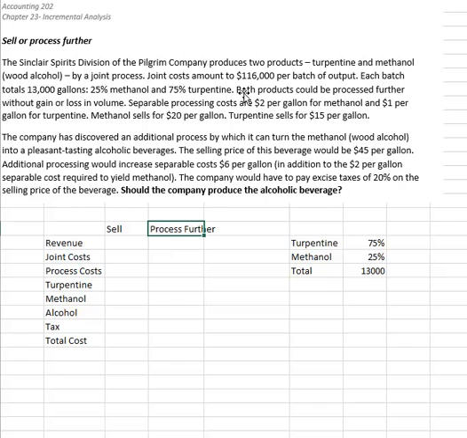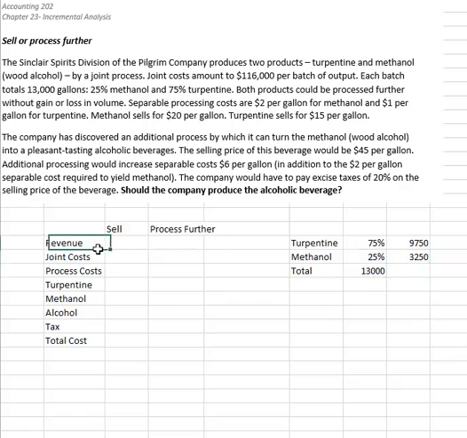I'm not going to read entirely through this problem. You can do that on your own time, but basically what happens is the company produces two separate chemicals out of their manufacturing process. Every batch they process creates 13,000 gallons of product, and 25% of that product is methanol, 75% is turpentine. So the total batch will yield 13,000 gallons. Of that, 75% will be turpentine, which is 9,750 gallons, and 25% will be methanol, so 3,250 gallons.